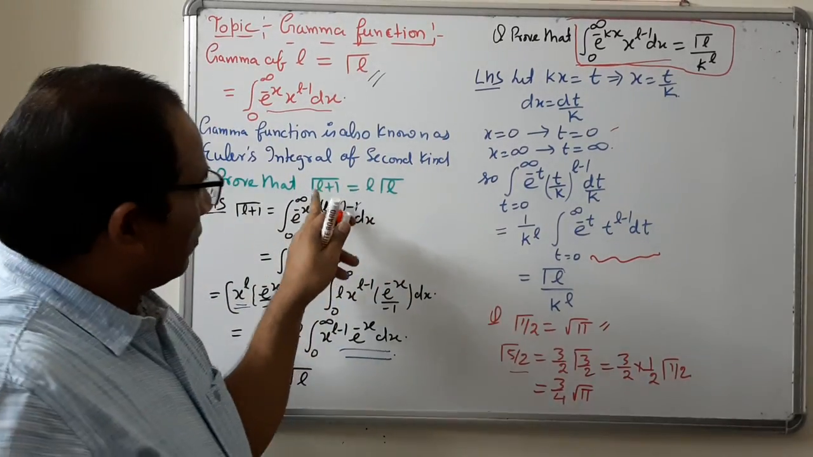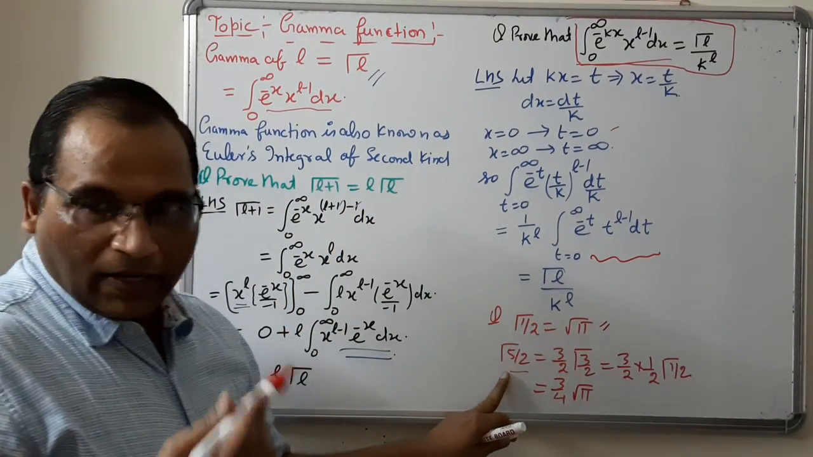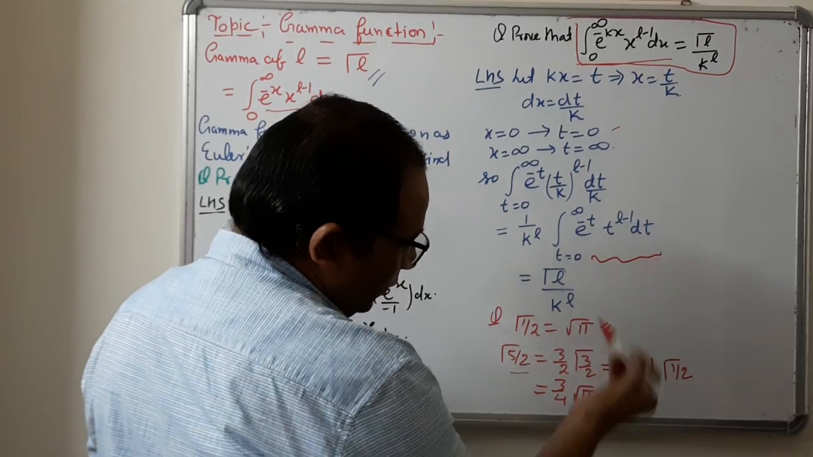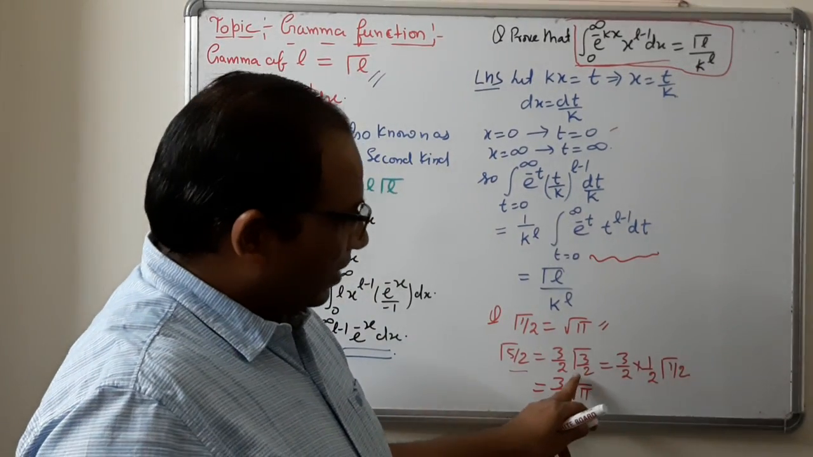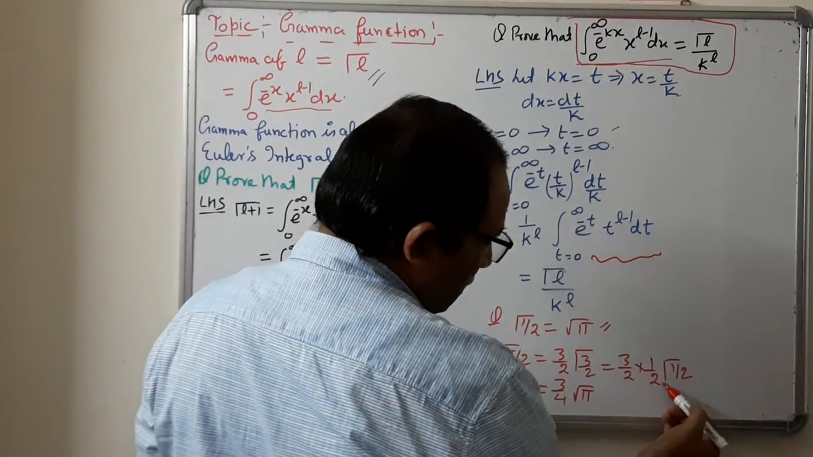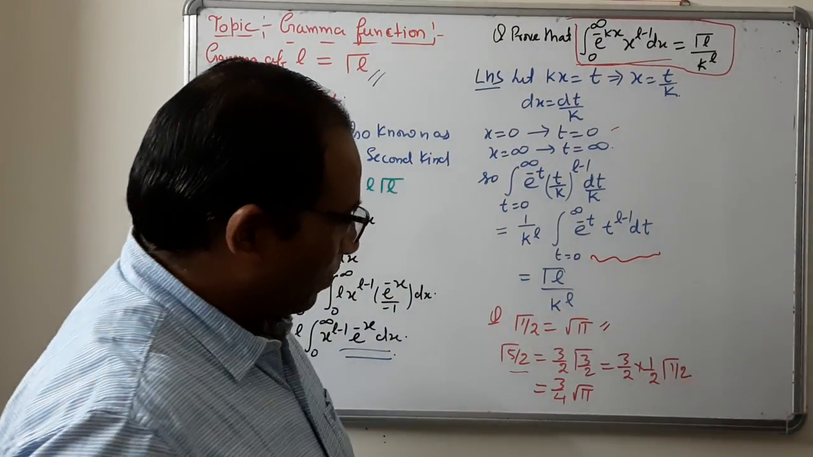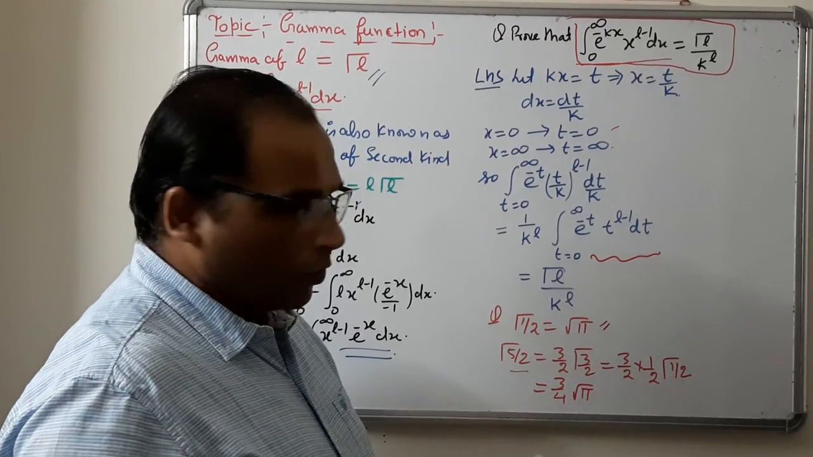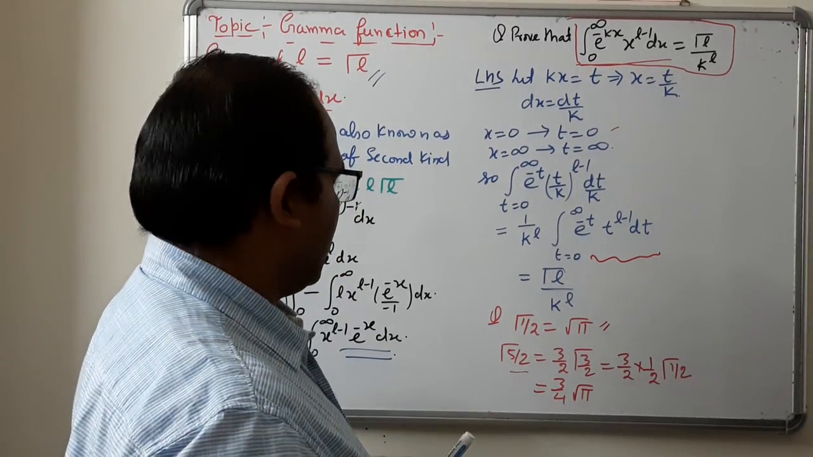5 by 2 minus 1, that is 3 by 2. So gamma 5 by 2 equal to 3 by 2 gamma of 3 by 2. Again apply the formula, 3 by 2 minus 1, that is 1 by 2. So this is equal to 1 by 2 into gamma 1 by 2. And put the value of gamma 1 by 2, that is root pi. So we get 3 upon 4 root of pi.